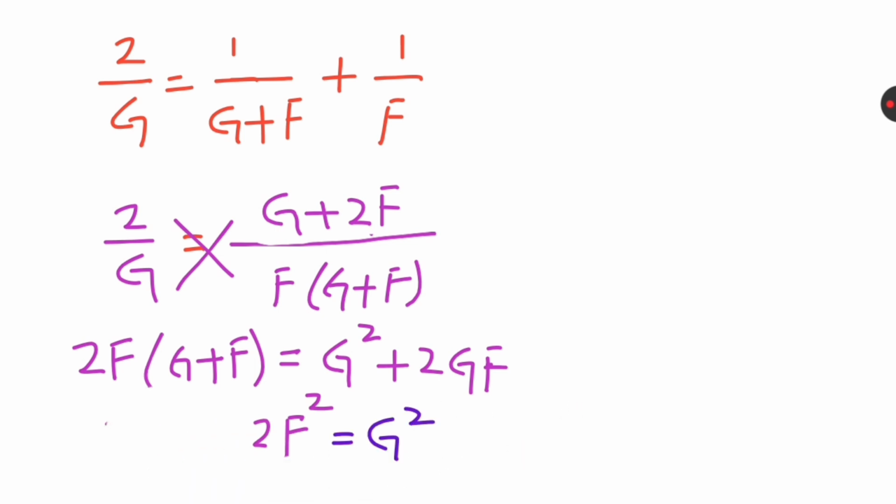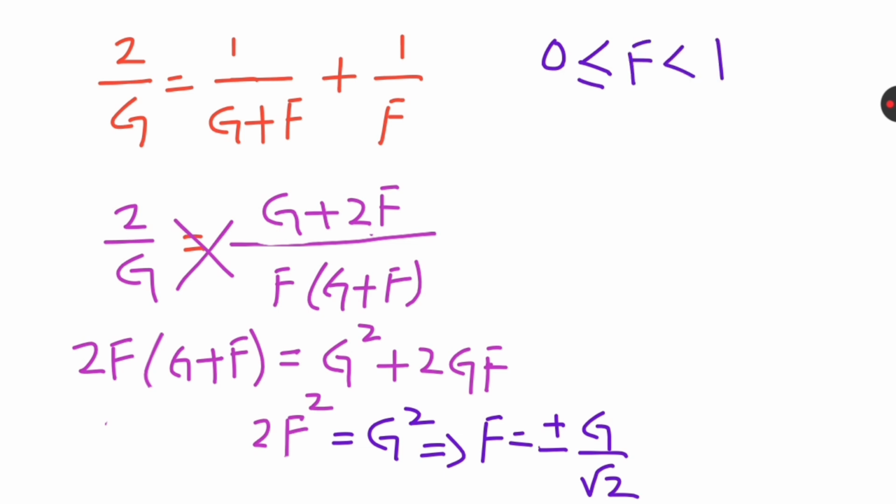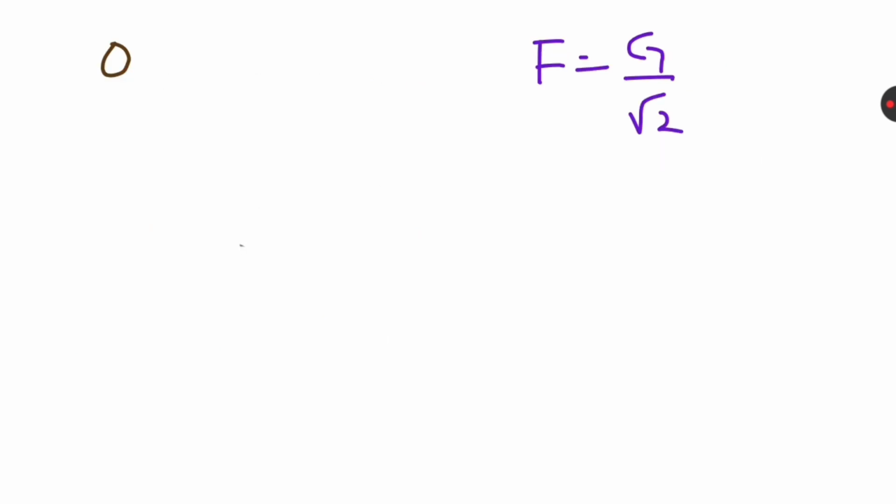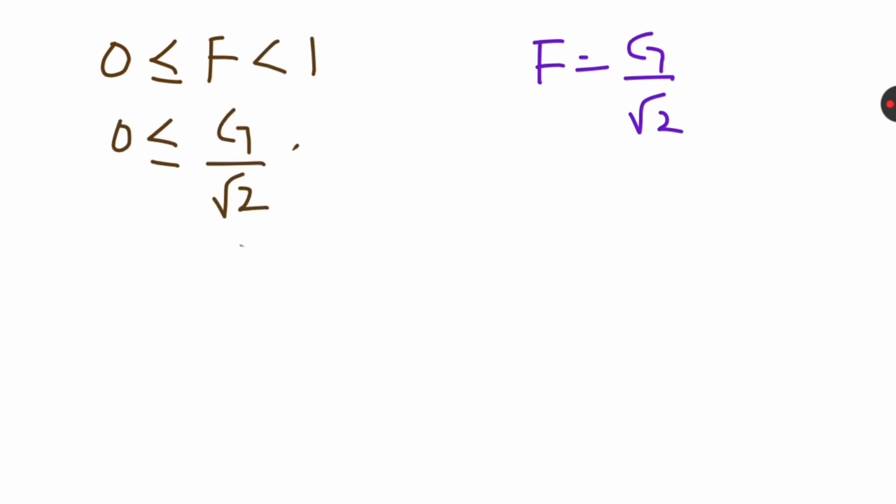So from here we can say that f is equal to plus or minus g over root 2. By the definition we know that f lies in between 0 less than or equal to f less than 1, isn't it? That means here we should take only the positive values, not the negative values. So according to the definition we should take only positive values. That's why f is going to be only plus g over root 2. By the definition we can write this f function lies in between 0 and 1. So instead of f we can write g over root 2, that is less than 1. If you multiply both sides by root 2, then 0 less than or equal to g less than root 2.